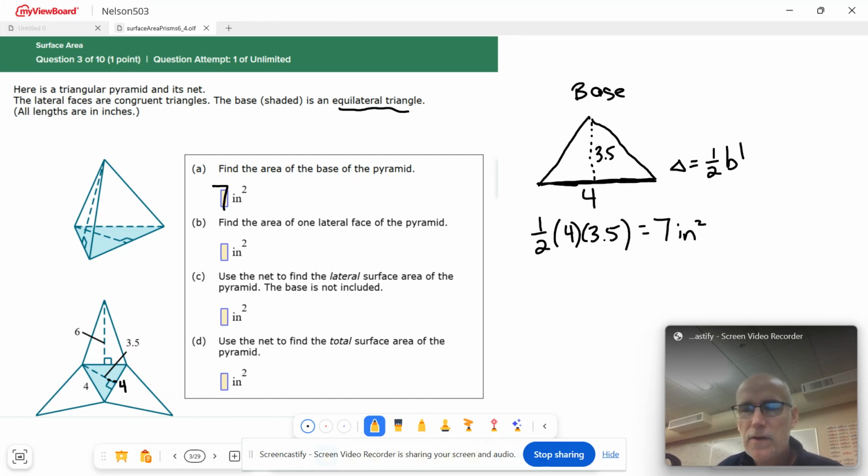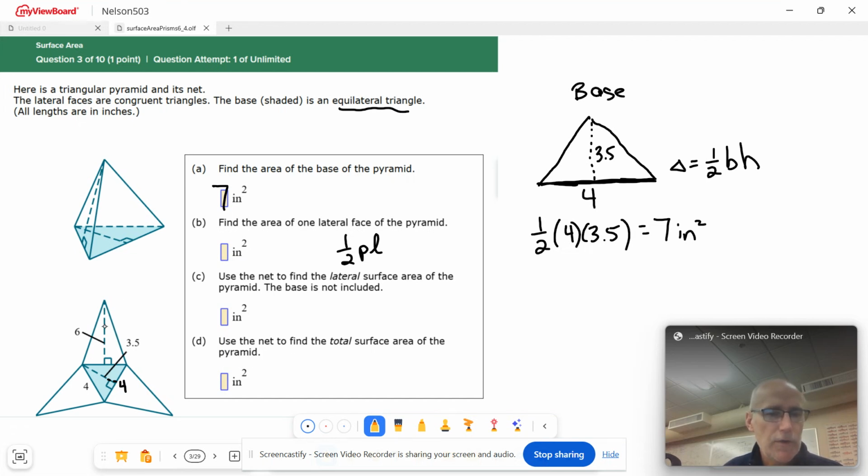So that's the base times the height, and half of it for the area of a triangle. All right, so we got 7 square inches for that base in blue, and then it says find the area of one lateral face of the pyramid. So I think what they're leading up to is, instead of using 1/2 perimeter times slant height, they're saying, you know what, let's just find one triangle, and then we'll add 2 more, or multiply by 3, okay?